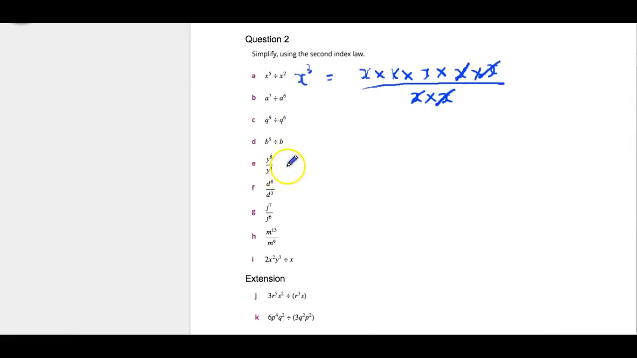Looking at question E, I always prefer to write division like this. And if you're moving into methods, you would probably do all your division like this. You can easily see, all right, our base is y, and then we just subtract the power. So 8 minus 3 is 5.